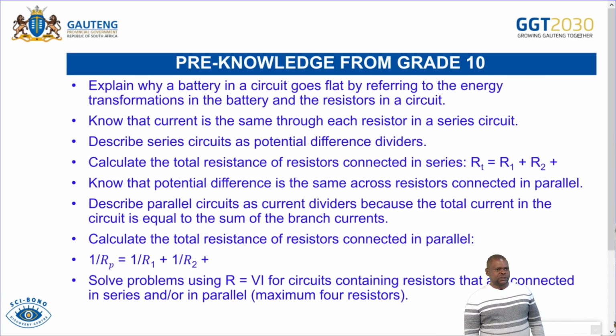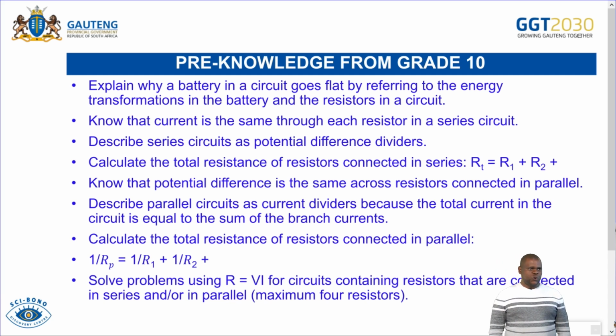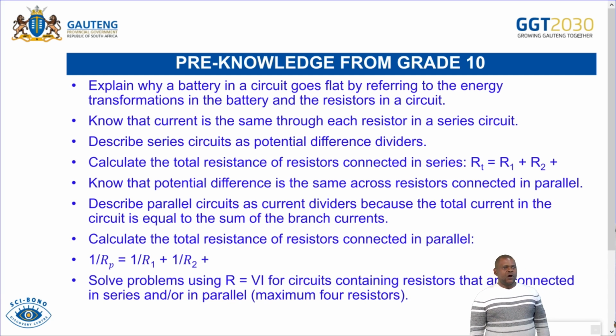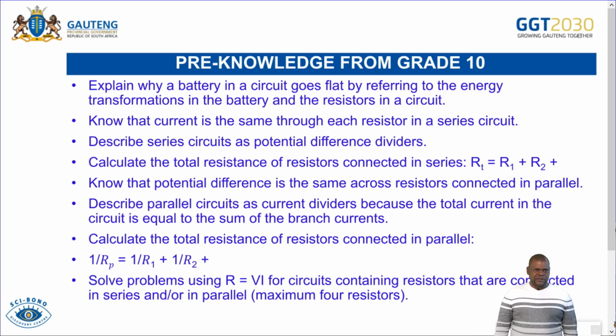We're continuing with grade 11 knowledge that you need to know. Explain why a battery in a circuit goes flat by referring to the energy transformation in the battery and the resistors in a circuit. Know that current is the same throughout the resistors in a series circuit. That means, grade 11s, if the resistors are connected in series, each and every resistor will have the same current.